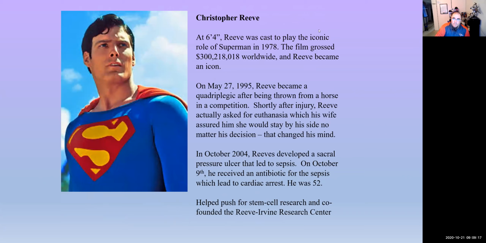So here's good old Christopher Reeve, right? At 6'4", Christopher Reeve was cast to play as Superman. Film gross, look at this, $300 million in 1978. Do you know how crazy of a number that is? That's literally almost super.